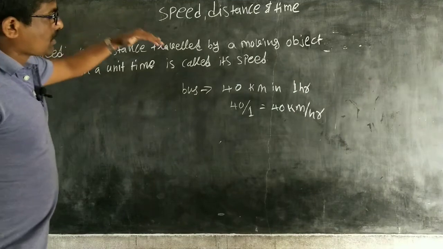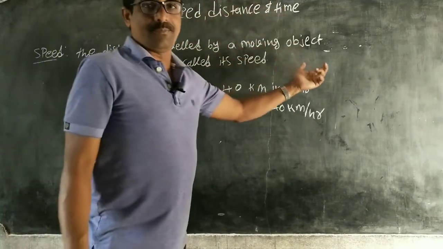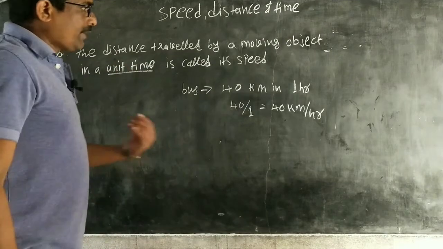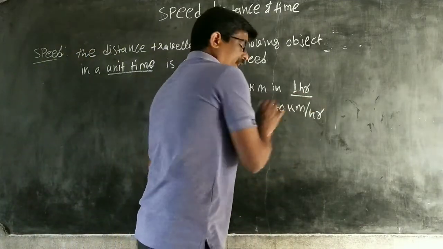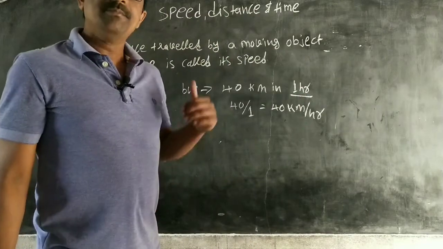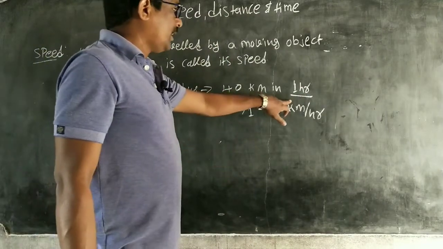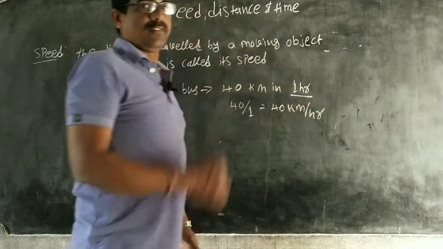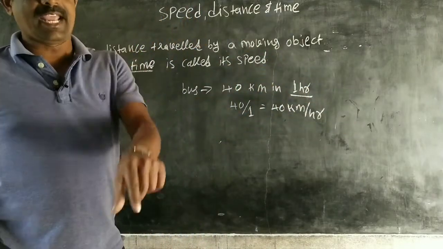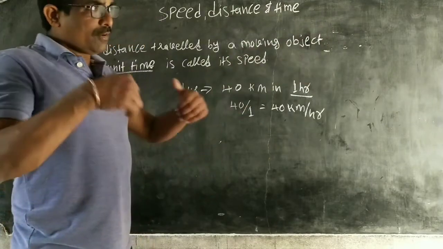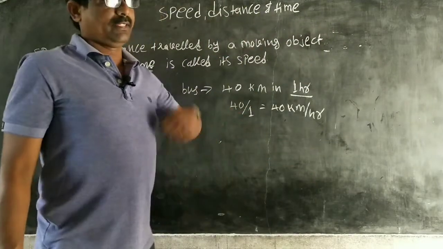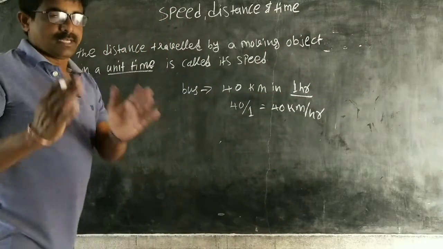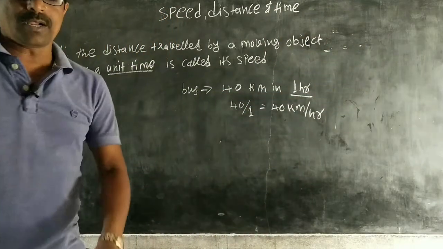So what does speed mean? The distance traveled by a moving object in a unit time. Already we are taking the time. What is the time here? 1 hour. In 1 hour, how much distance does it travel? We are restricted on time, not length. In 1 hour, how many kilometers does it travel, either 10 or 20, 40, 100, 1000, whatever it may be. That is called speed. Okay?